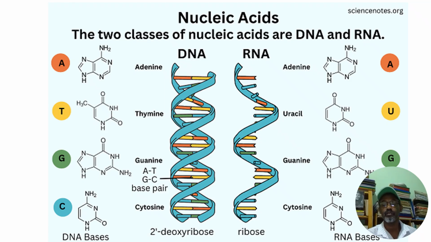The diagram also tells you that in DNA, adenine and guanine are double-ringed. We call them what? Purines. Whereas thymine, cytosine, and here uracil are single-ringed, which are known as pyrimidine bases. Anyway, we shall come to that later on.